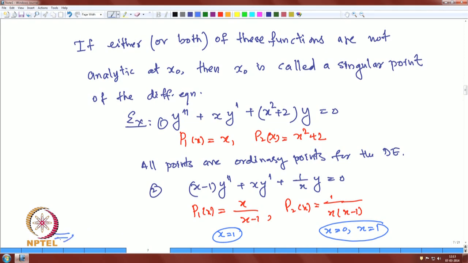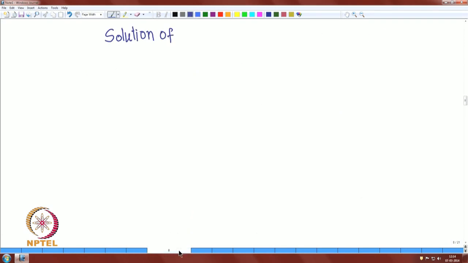So this tells us x is equal to 0 and x is equal to 1 are singular points of the differential equation. Now, if x 0 is an ordinary point of a differential equation, then we have a sufficient condition to guarantee a power series solution. So now, I state the form of a theorem.